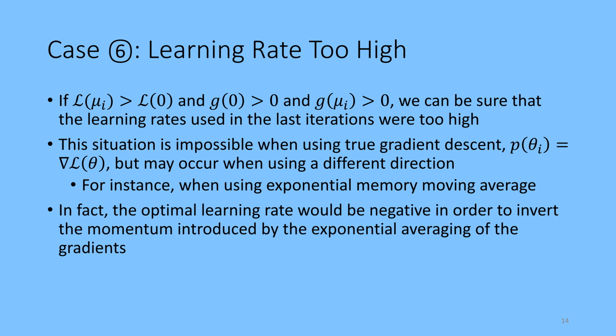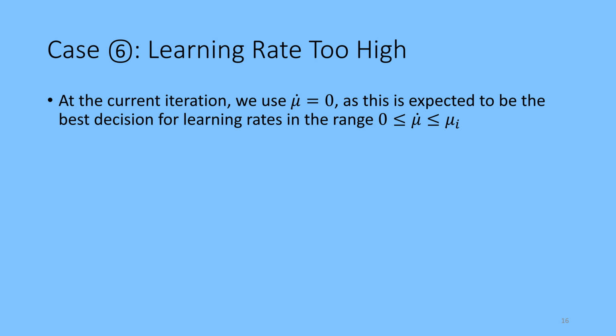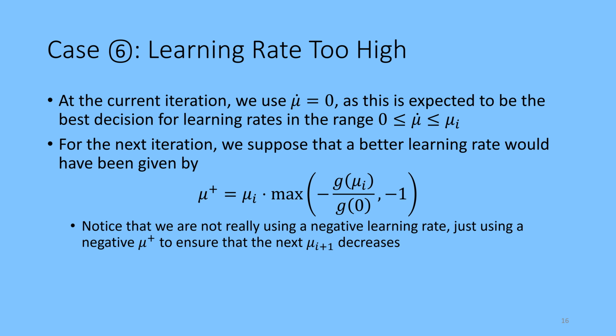It can be seen that if we continue to use this learning rate, the loss function will get worse at each iteration, and the chances are that we will reach the instability to the right of the function. In this situation, we decide not to update the parameters of the system, as this is expected to be the best decision for learning rates in the desired range. For the next iteration, the update learning rate is assumed to be negative, so the exponential moving average causes the sequence of tentative learning rates to decrease.